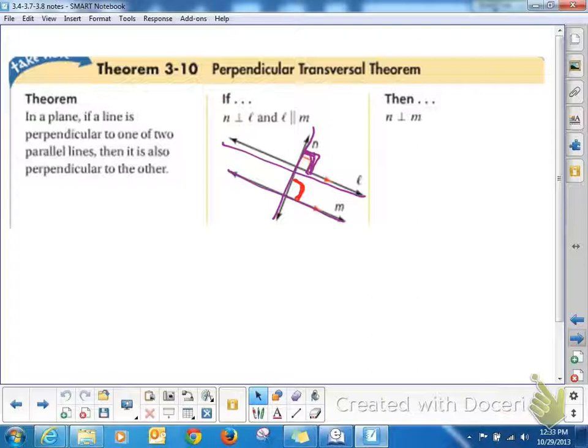A theorem is a statement you can easily prove. We could prove this because if we know these lines are parallel, then we know the corresponding angles are congruent. And if N and M intersect at a 90-degree angle, then they are also perpendicular.